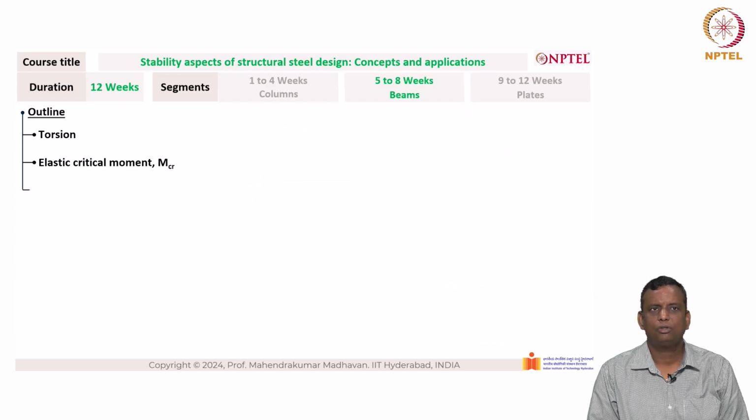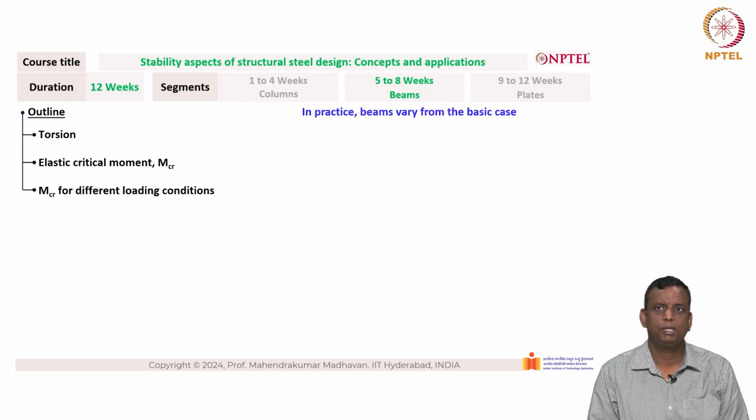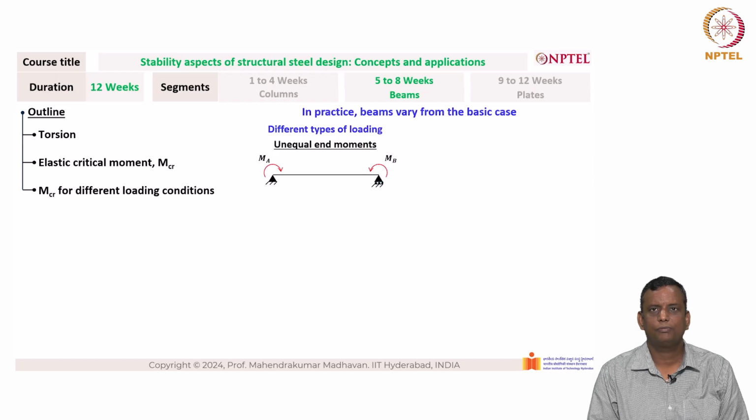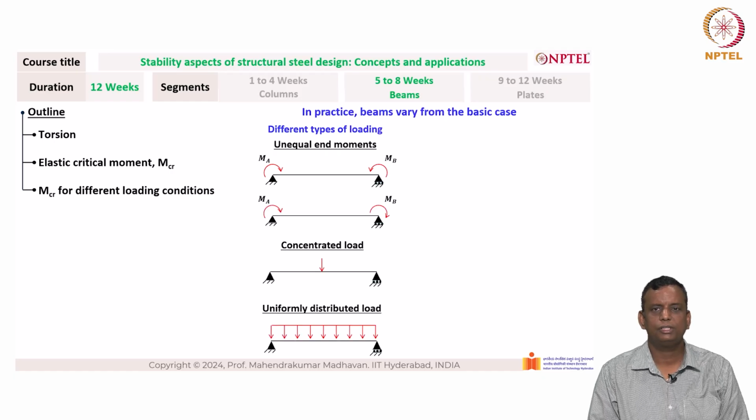And then we will also talk about MCR for different loading conditions. In practice, beams vary from basic case. There are different types of loading acting. So we have unequal end moments M and MB acting, resulting in a single curvature, which is a smiley curve, or you have M and MB, which can lead to double curvature. We can also have concentrated load. We can also have uniformly distributed load.